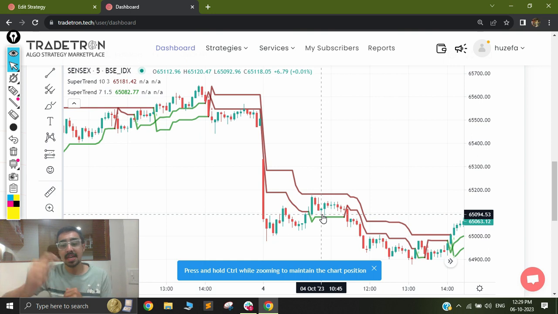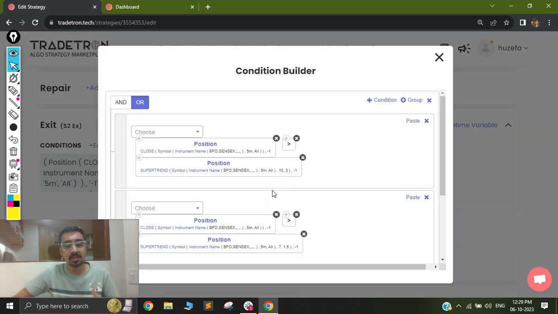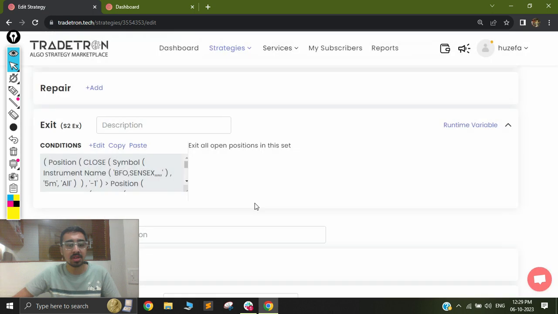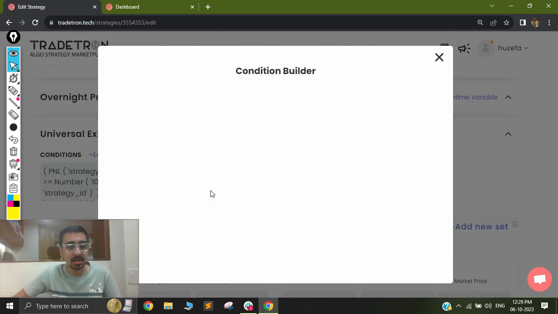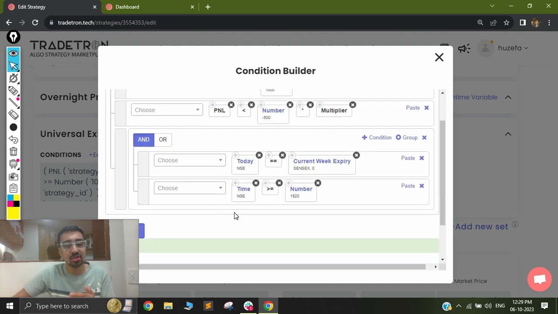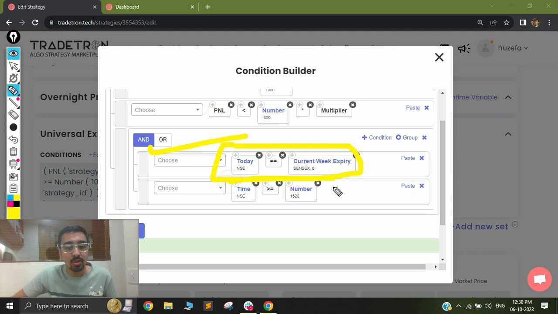Now I've added my universal exit conditions. So universal exit conditions is the condition that in case, let's say if today is my expiry, I don't want to hold this trade even after expiry. So in that case, I will basically have my today is equal to current week expiry condition, which will be true. And I will want to exit after let's say 320. So after 320, no other trade will be taken. So when both these two conditions are triggered at the same time, my universal exit will remove me from my trade.